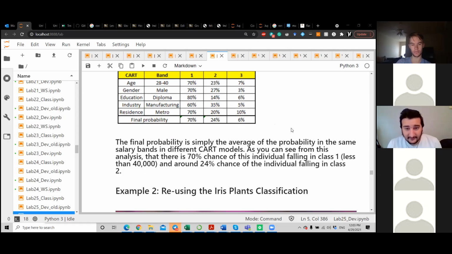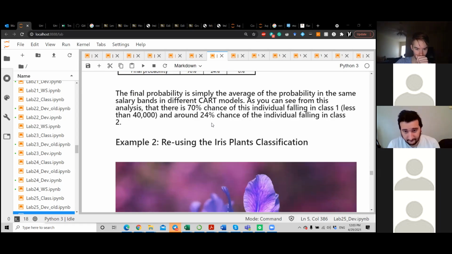The final probability is simply the average of the probability in the same salary band in different CART models. As you can see from this analysis, there is a 70% chance of this individual falling in class 1 and around 24% chance of the individual falling in class 2.